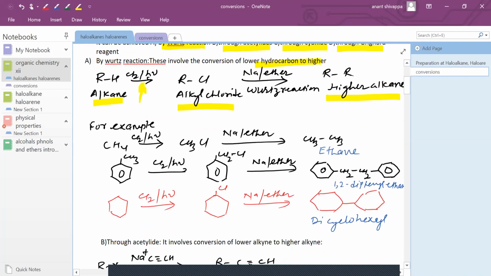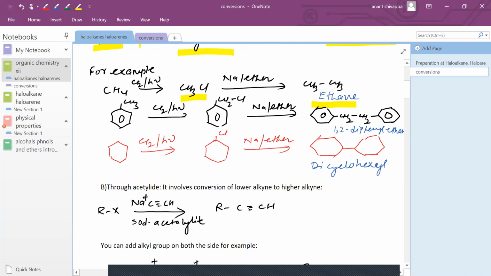Suppose your starting material is methane, so you will get methyl chloride. As I said, two molecules participate, so the number of carbons on the product side would be 2. So you will get ethane. Methyl chloride is converted into ethane. Here you see there is one carbon in the reactant, but in the product there are 2 carbons.